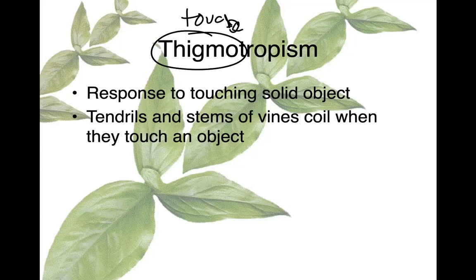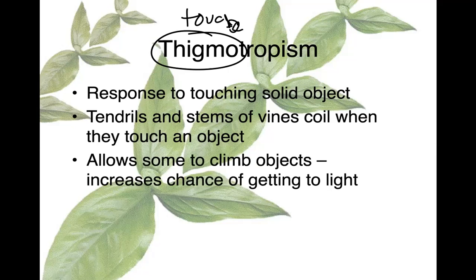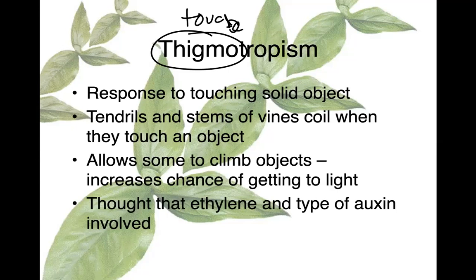But you'll always see the tendrils form a coil, so that when the wind blows, the coil can stretch so the tendril doesn't break. Now, climbing is an advantage because they can climb on top of objects to access more light. It is thought that thigmotropisms are the action of ethylene and a type of auxin.